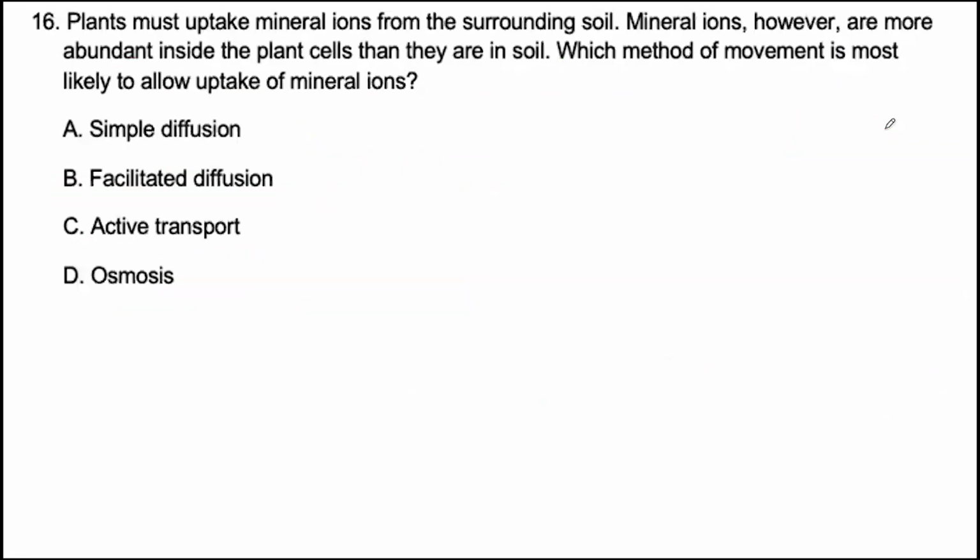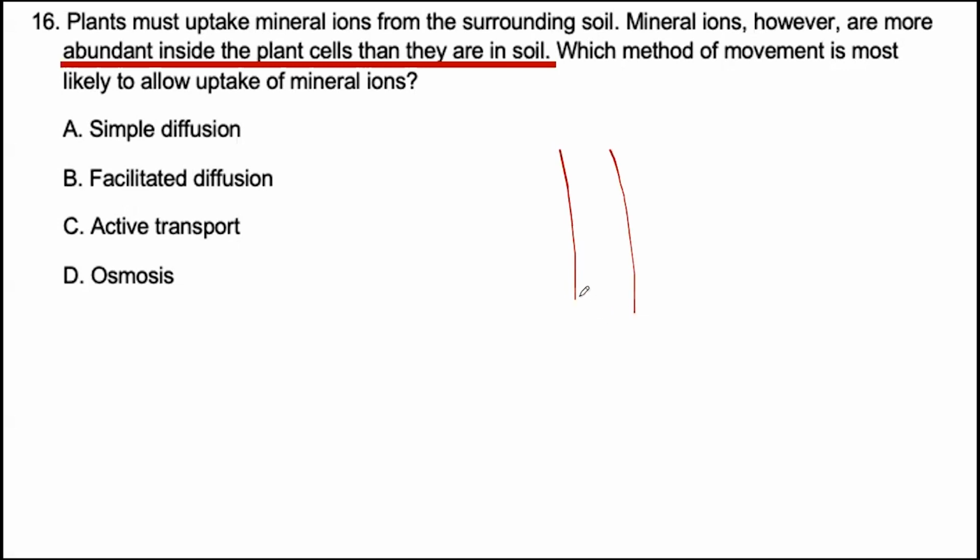All right. And then we have a problem here. A plant must uptake mineral ions from the surrounding soil. Mineral ions, however, are more abundant inside plants than they are in soil. Which of the methods is most likely to allow uptake of the mineral ions? Okay. So uptake is a keyword here, and then abundant inside and outside of the plant.